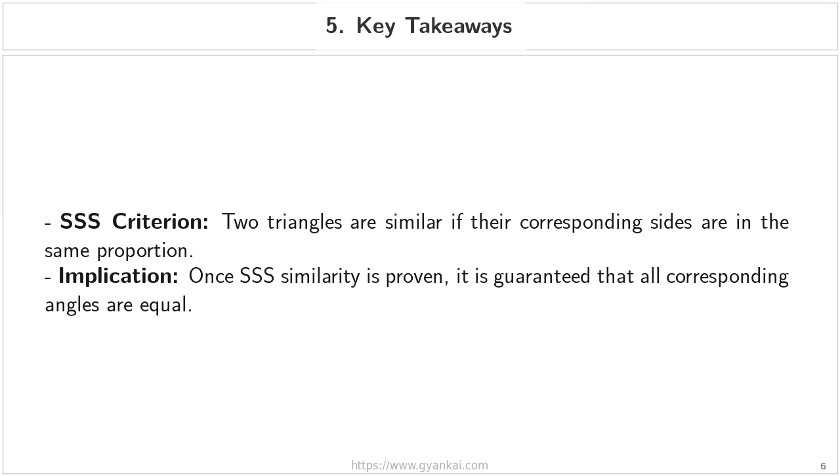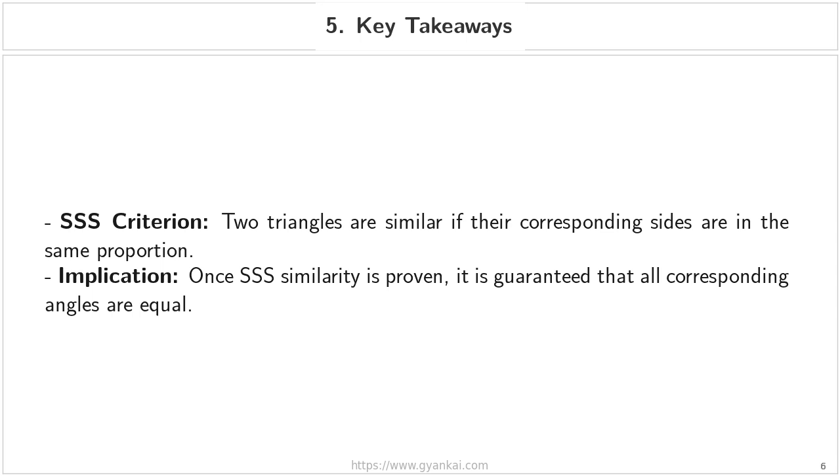Second, it is important to understand the implication of this rule. As we discussed in our earlier slides, once you have successfully proven that the sides are proportional using the SSS method, it is mathematically guaranteed that all of their corresponding angles are also equal. You don't need to measure the angles separately. The side ratios do the work for you.